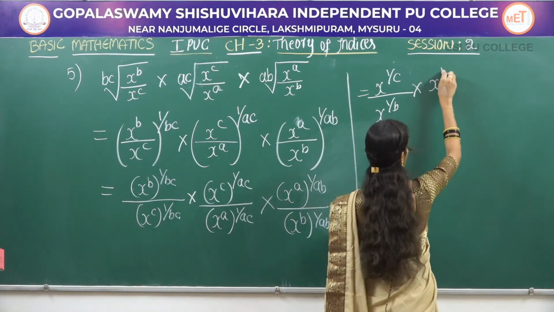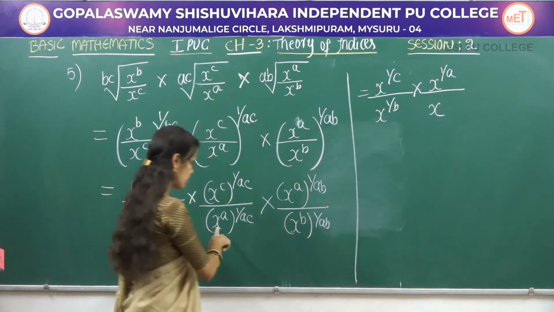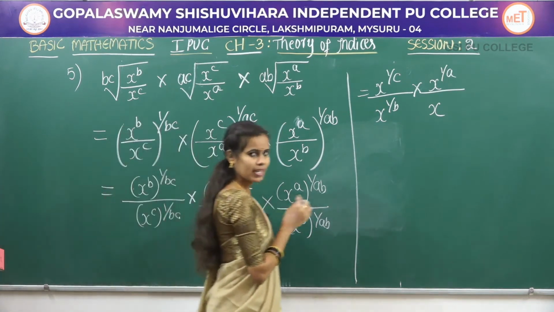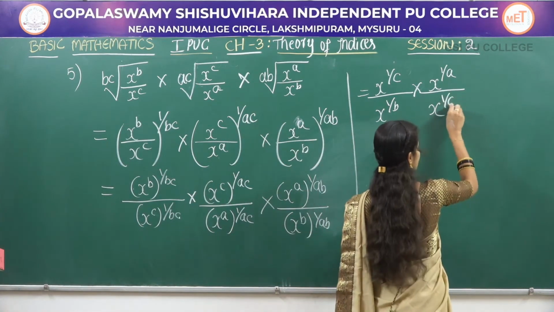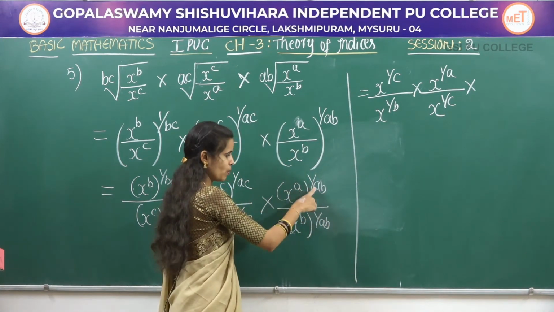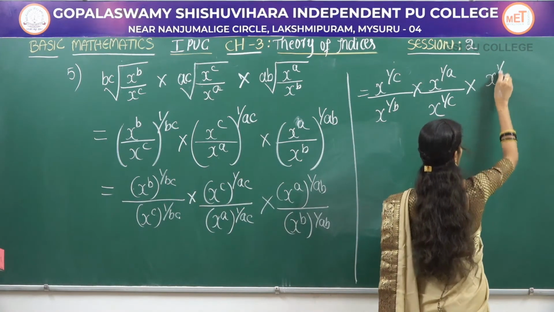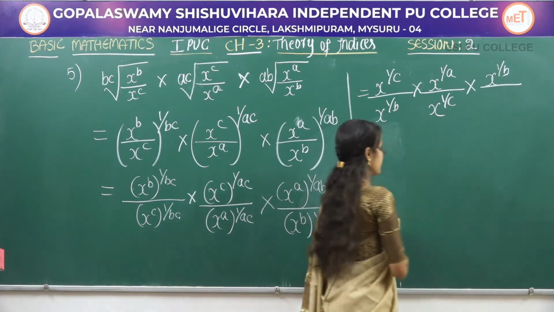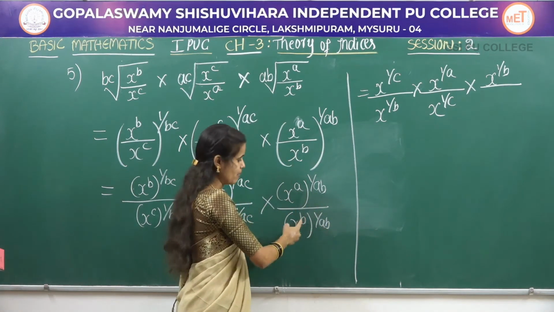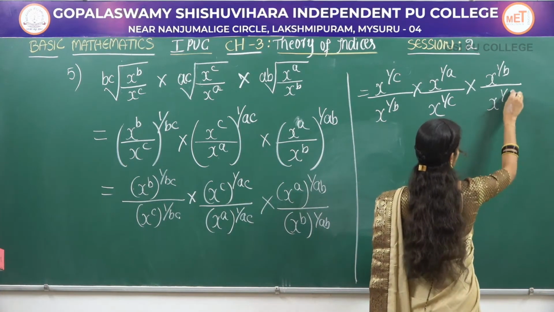x to the power of 1 by a divided by here x to the power of a into 1 by ac, a gets cancelled, remaining term 1 by c. 1 by c into x to the power of a into 1 by ab, a gets cancelled, remaining term 1 by b. x to the power of 1 by b divided by x to the power of b into 1 by ab, b gets cancelled, remaining term 1 by a. x to the power of 1 by a.